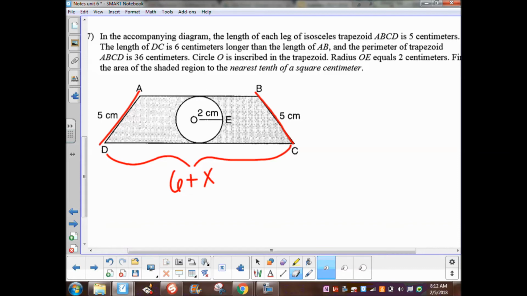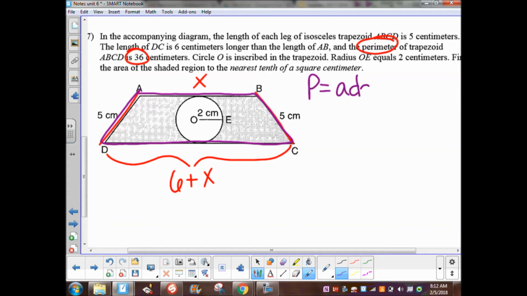But then, let's see if we keep reading, if they give us something else. It says the perimeter of the trapezoid is 36. So the whole perimeter of this trapezoid is 36. So this, plus this, plus this, plus this, equals 36. So I've got a perimeter of 36 when I add all sides.